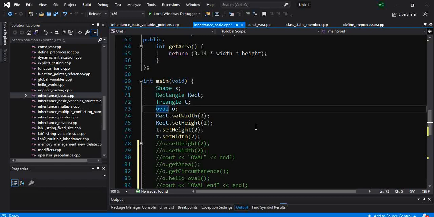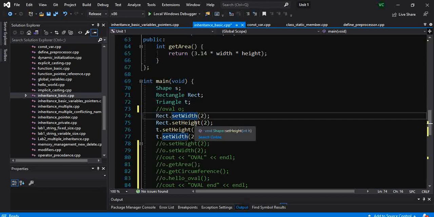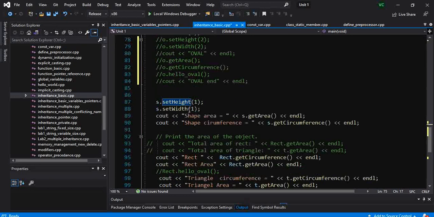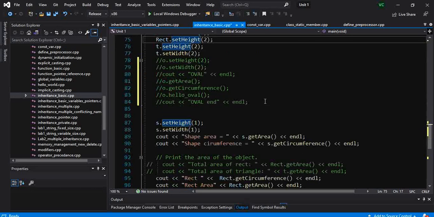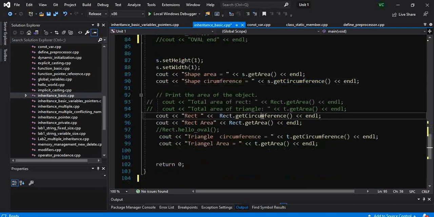So we have the shape S, a rectangle, and a triangle. We are setting the width of the rectangle as 2 and height as 2. The triangle's width and height as 2 and 2. And the shape's height and width is 1 and 1. When we call the shape's area, the expectation is that the get area function of the shape should be called, and the get circumference of the shape should be called. Appropriately, the get circumference and the get area of the rectangle should be called, and the get circumference and the get area of the triangle should be called.